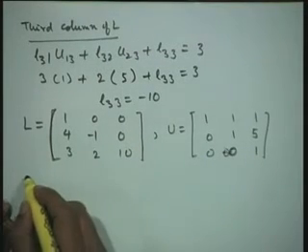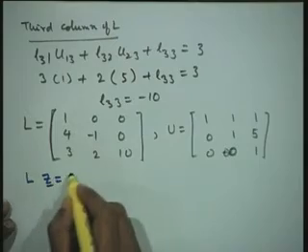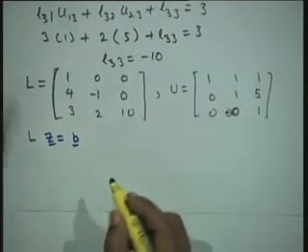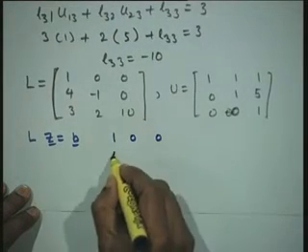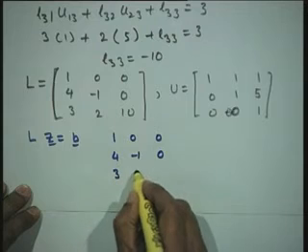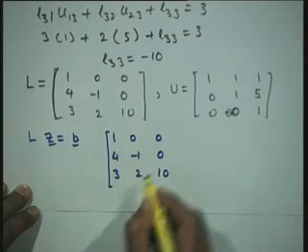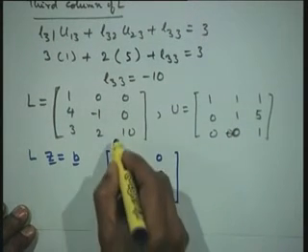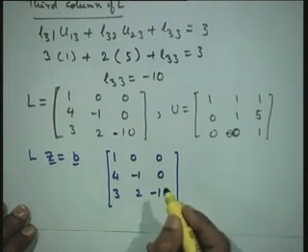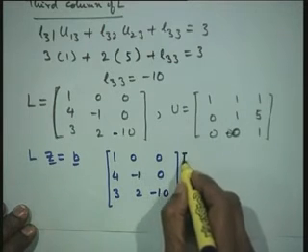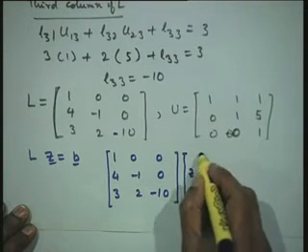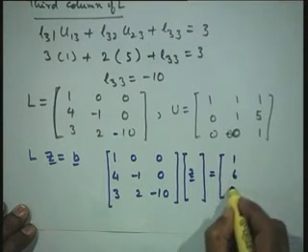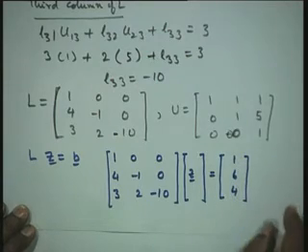Now, the next step to solve is L into Z is equal to B. Therefore, let us write down 1 0 0, 4 minus 1 0, 3 2 minus 10, and this is our vector Z1 Z2 Z3, and B is the right hand vector 1 6 and 4.